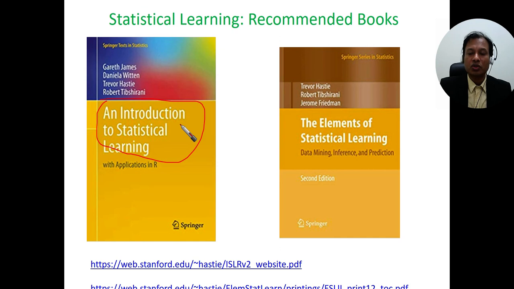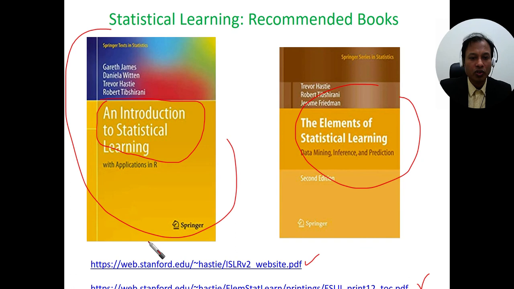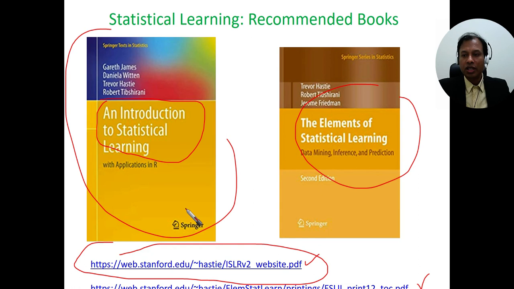And then there is a PDF file of the book at this link and this link. This is another advanced book. It has more mathematics, but I'll try to avoid some of it. Of course we'll have a lot of mathematics, but we'll use less of it in this course. So this is the book for that one, and this is the one. And this is the second edition. I have the first edition, but this is also okay. No problem.